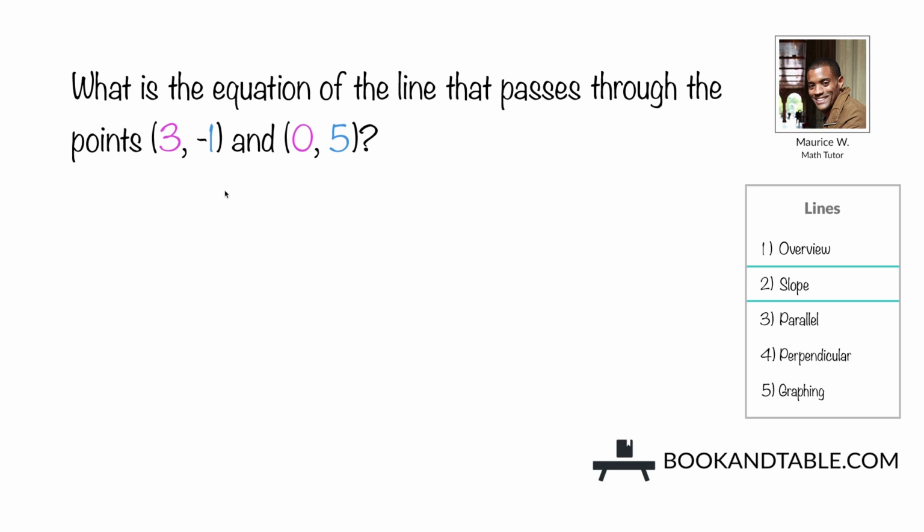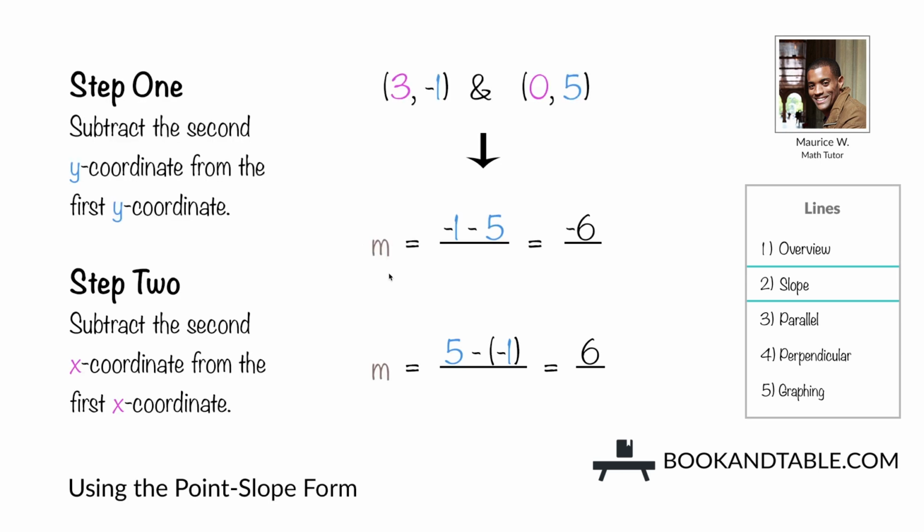What is the equation of the line that passes through the points (3, -1) and (0, 5)? So again, we're going to use the 2 points provided to calculate the slope, and then we'll use that slope with this point or this point to figure out the equation of the line. Now step 1, subtract the second y-coordinate from the first y-coordinate. In step 2, subtract the second x-coordinate from the first x-coordinate. This is the second coordinate provided. So subtracting this from this would give you -1 minus 5, which is -6.